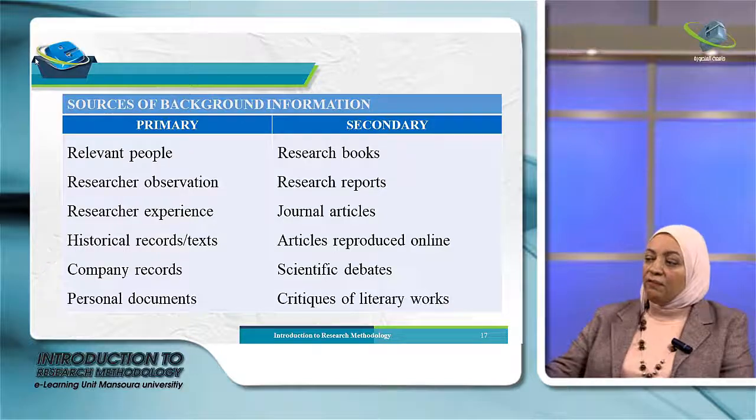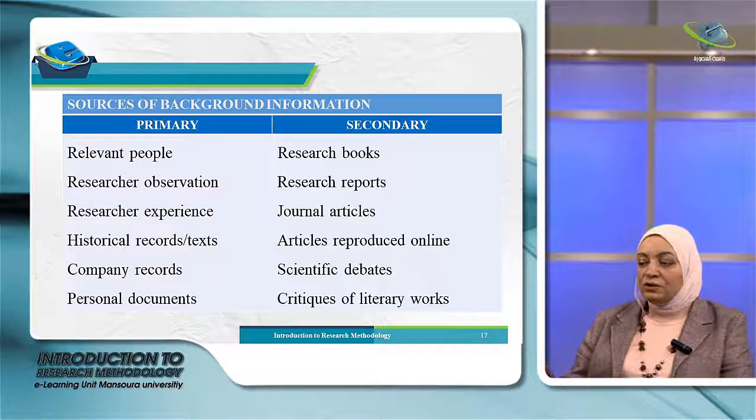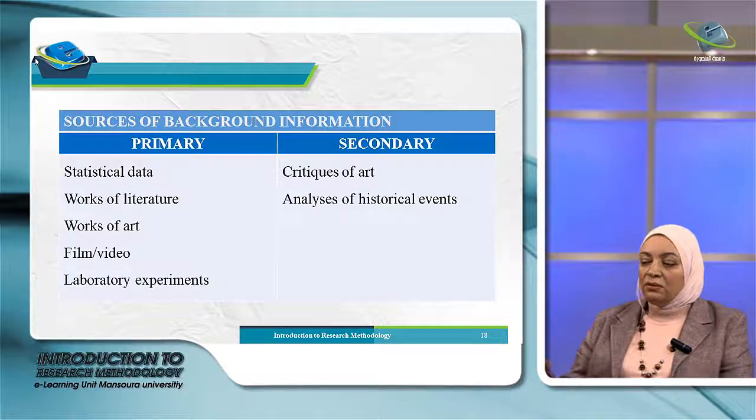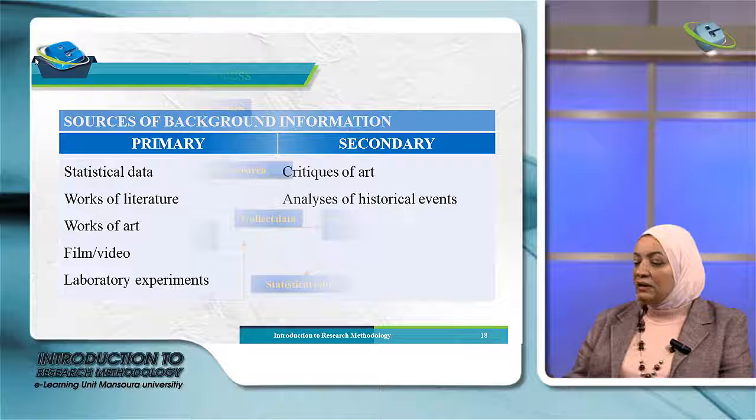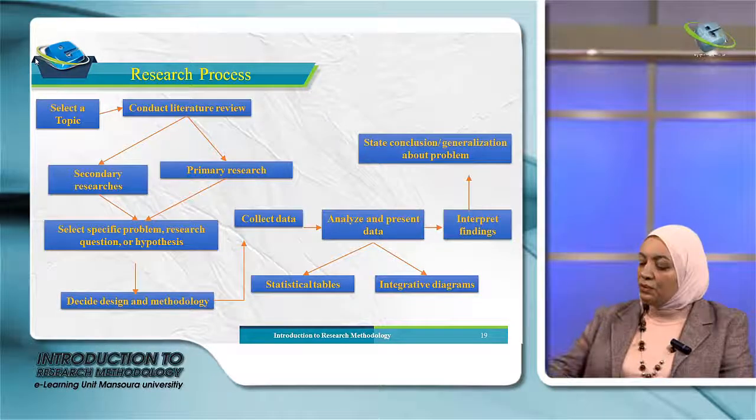We have sources of background information. For primary: relevant people, researcher observation, experience, historical records, text, company records, personal documents, statistical data, works of literature, works of art, film, video, laboratory experiments. For secondary sources: critiques of art, analysis of historical events, research for books, reports, journals, articles reproduced online, scientific databases, critiques of literary works.